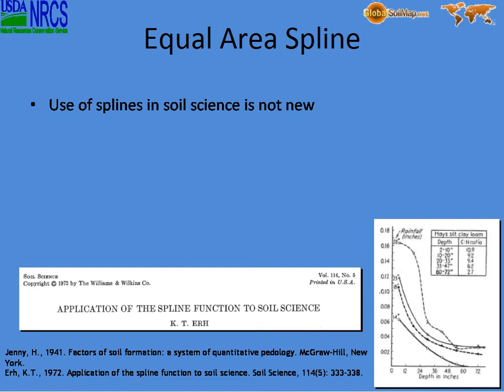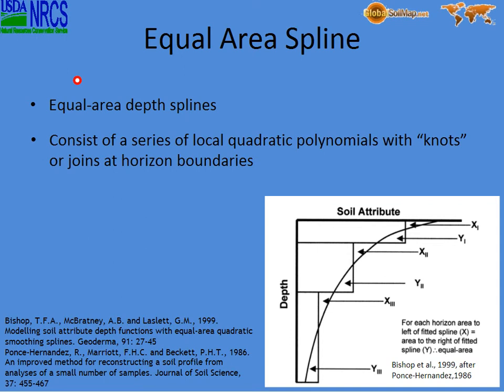So basically the concept is called also equal area spline, in that it consists of a series of local quadratic polynomial knots, or joints at horizon boundaries. You can see the joints. Then basically you have the block through which this spline goes, and suppose it goes in the middle of it.